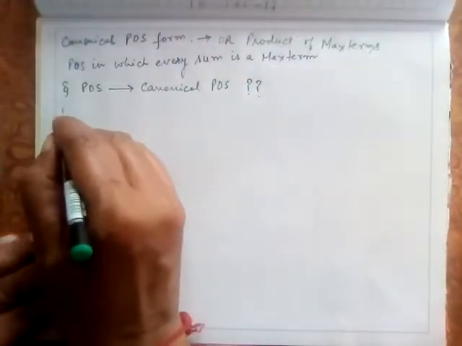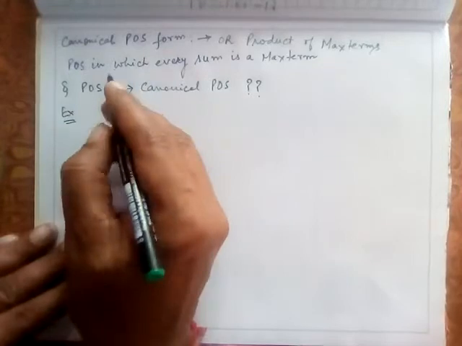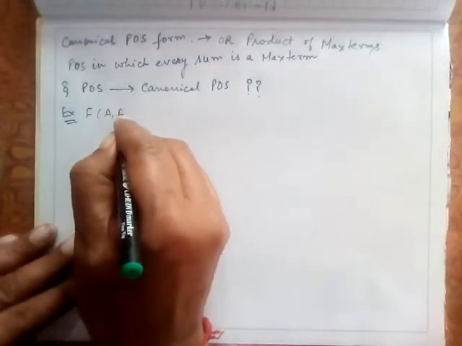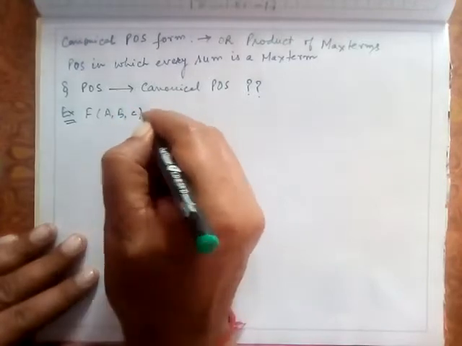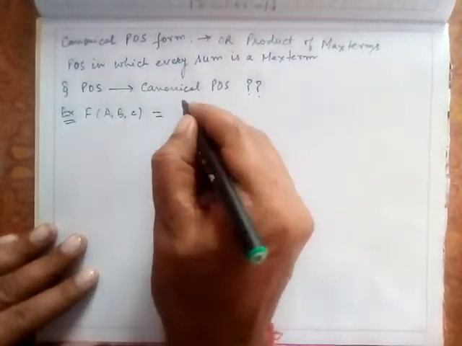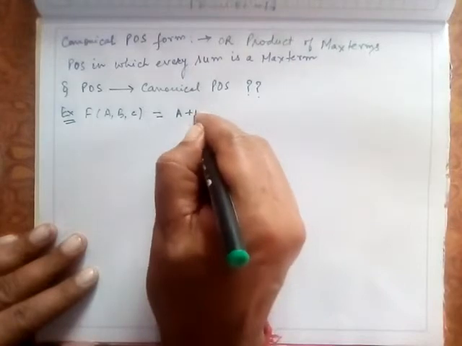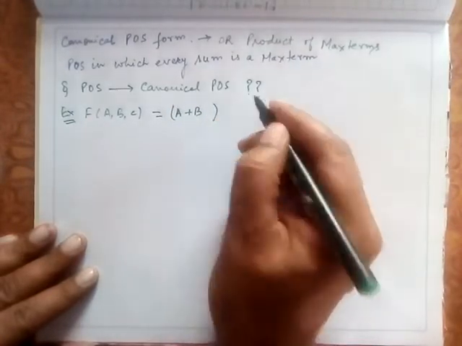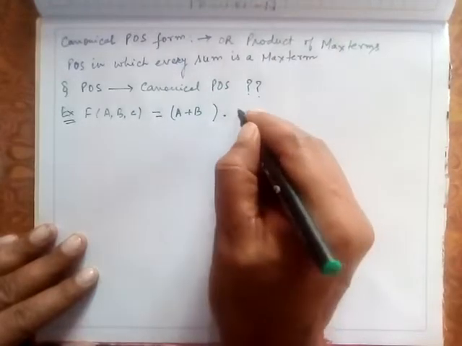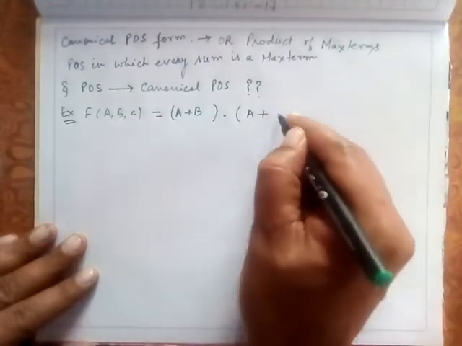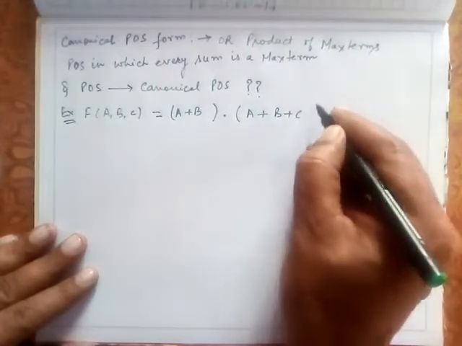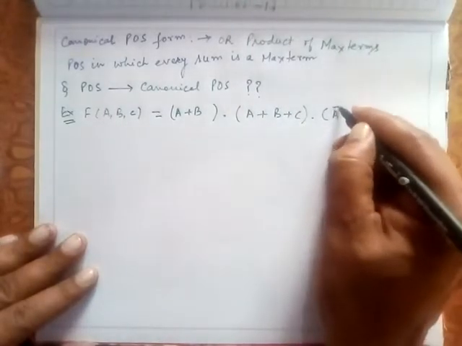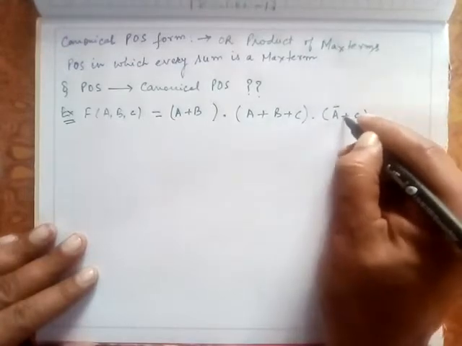Let's take an example again. Suppose f is a function of A, B, C, and it is equal to (a plus b) dot (a plus b plus c) dot (a bar plus c). I hope that this is clear to you.